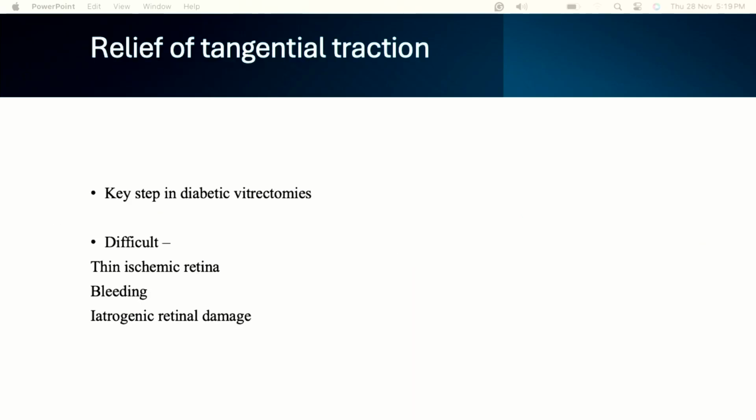The next step is the relief of the tangential traction. Why do you want to do truncation of the cone before going to the membranes? So that the whole anteroposterior traction is removed, and when we are cutting the membranes, there is no traction transmitted anteriorly. Otherwise we can have a peripheral break during the membrane work. Relief of the tangential traction is a key step in diabetic vitrectomies. It is difficult because mostly in diabetics there is a thin ischemic retina. It can cause a variable amount of bleeding and also iatrogenic retinal damage.